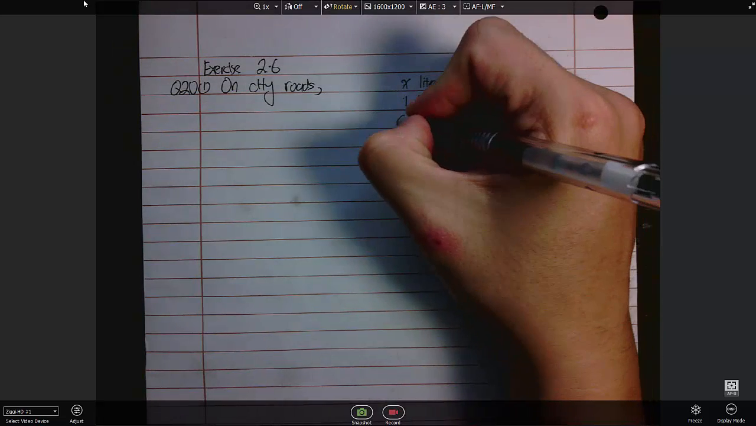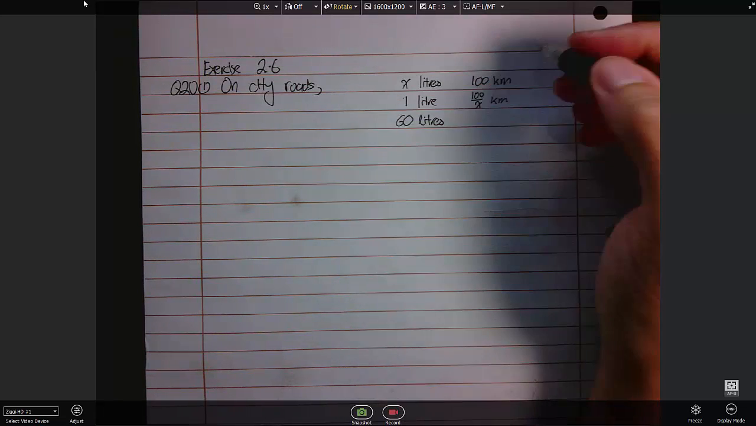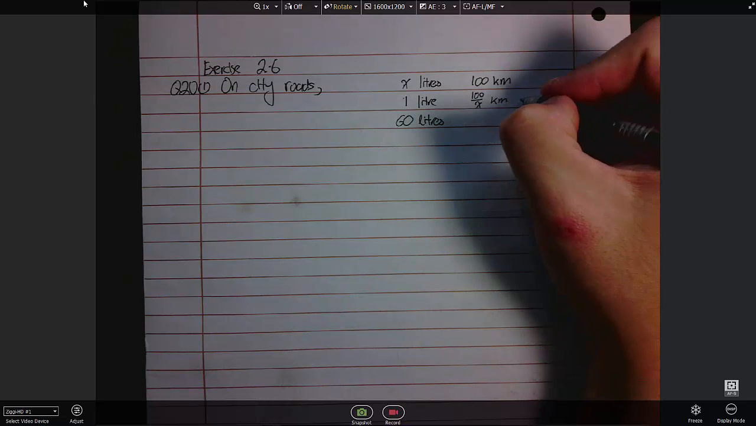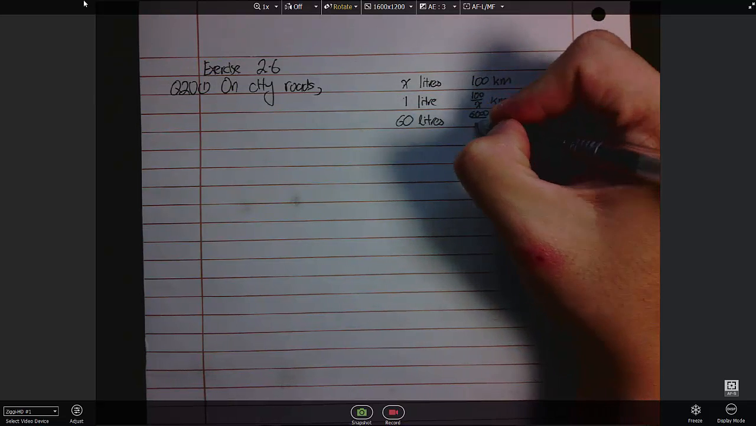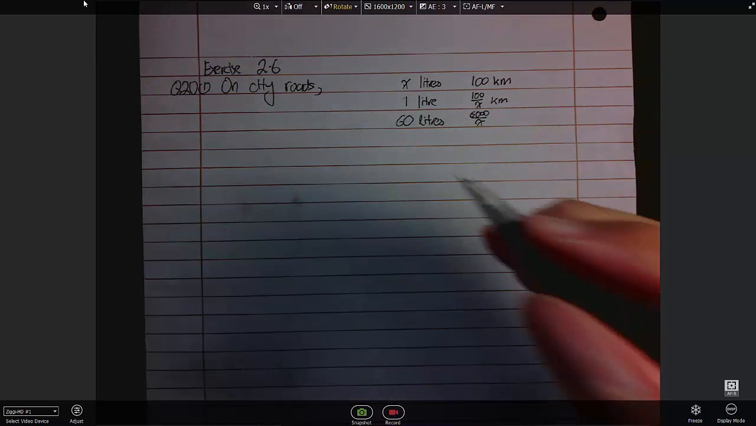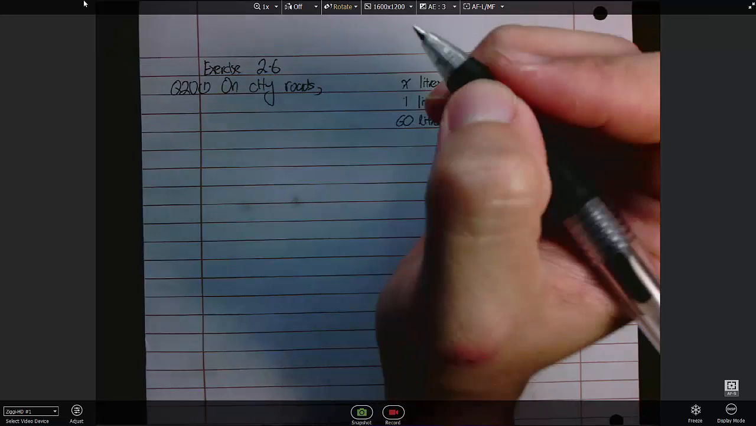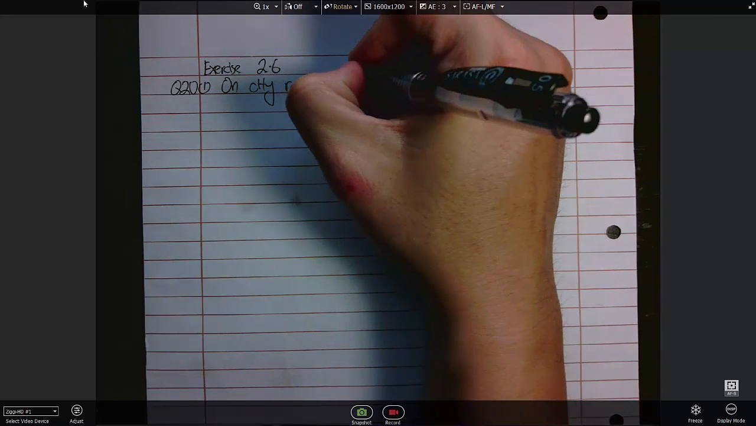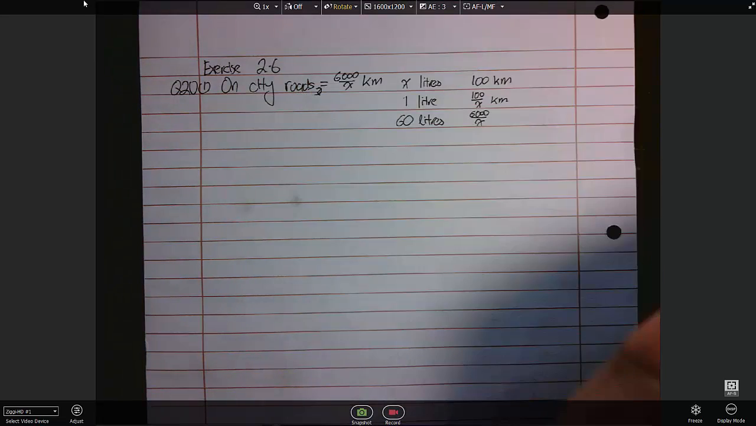So they ask you for 60 liters. So from 1 to 60 I multiply by 60, and here I also multiply by 60. So I get 6,000 over X km. So therefore on city roads, the car can travel 6,000 over X km, like this.